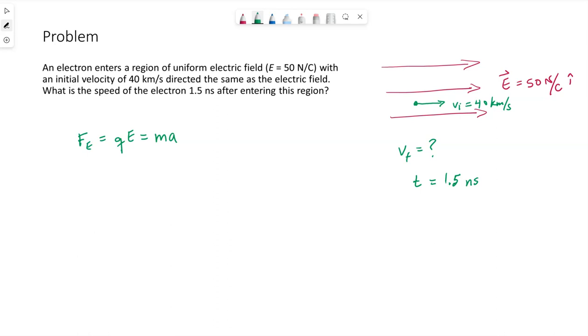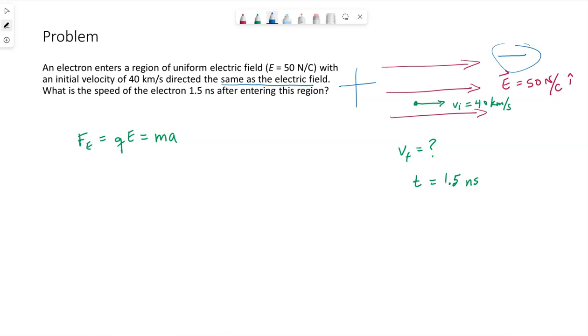Now, I highly recommend conceptually thinking through what you expect to happen. Do you expect this electron to speed up or slow down? The reason I ask is because we want to make sure we're getting an answer that represents what we're expecting. Electric fields are created by positive charges. The electric field lines leave the positive charge and point towards negative charge. So this electron traveling the same direction as the electric field is essentially heading towards some sort of negatively charged object.